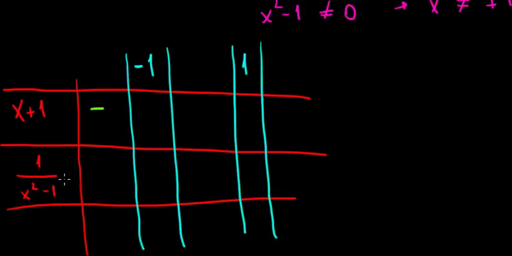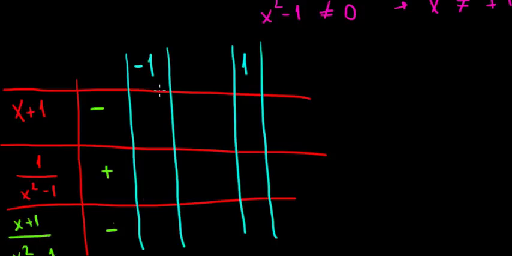If we take the value of minus 2, we would have minus 2 to the power of 2 is 4, and 4 minus 1 is 3. That is a positive value. A negative number divided by a positive number equals a negative number, so the result is negative. And let's put the result under x plus 1 divided by x squared minus 1.